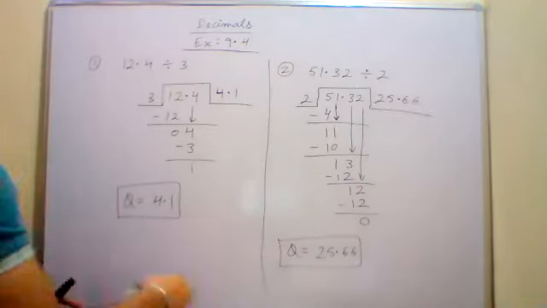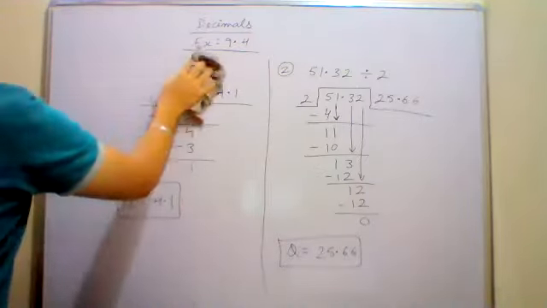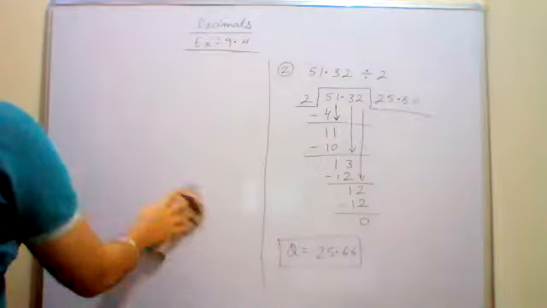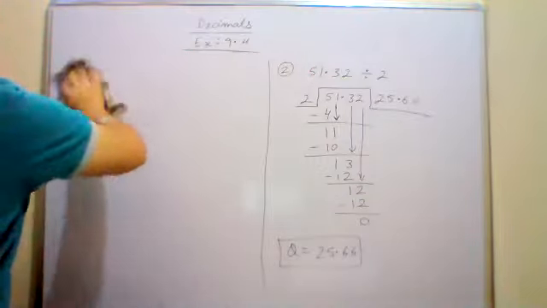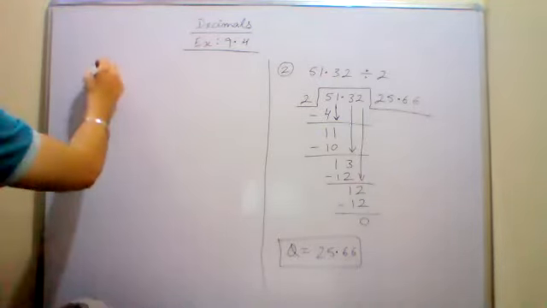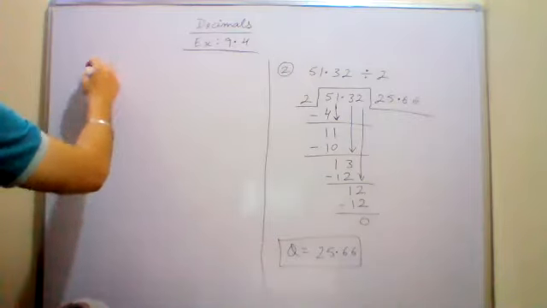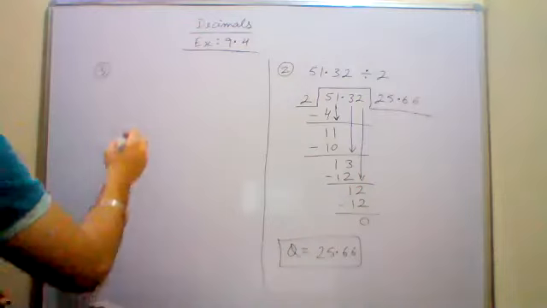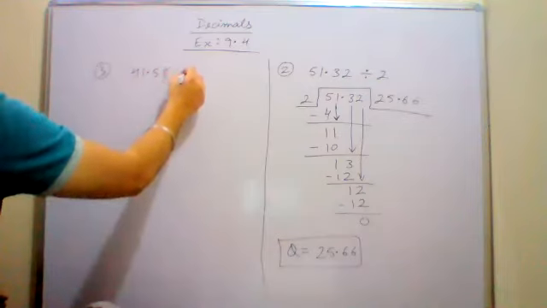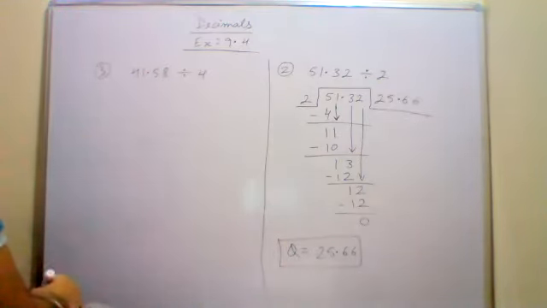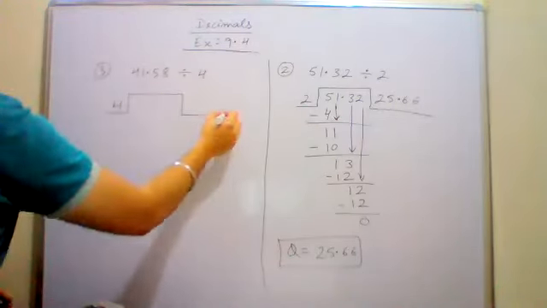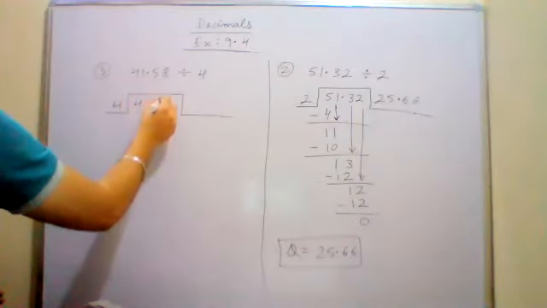Let's do the third one. Hope you all have done this. Now let us start the third one. It is 41.58 divided by 4. 4 is your divisor. Dividend is 41.58.